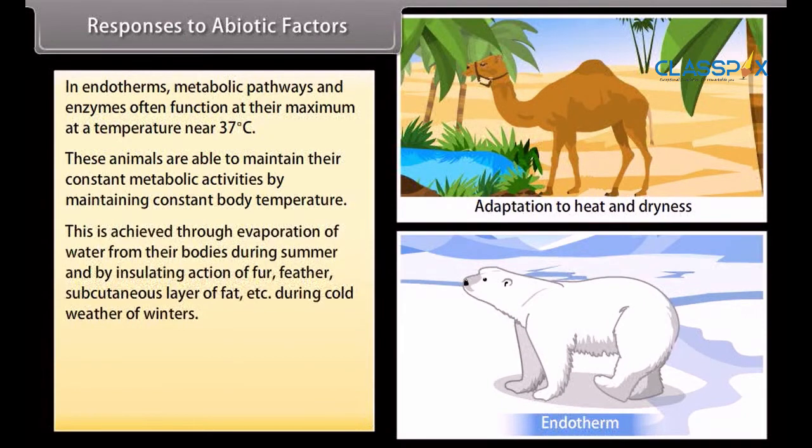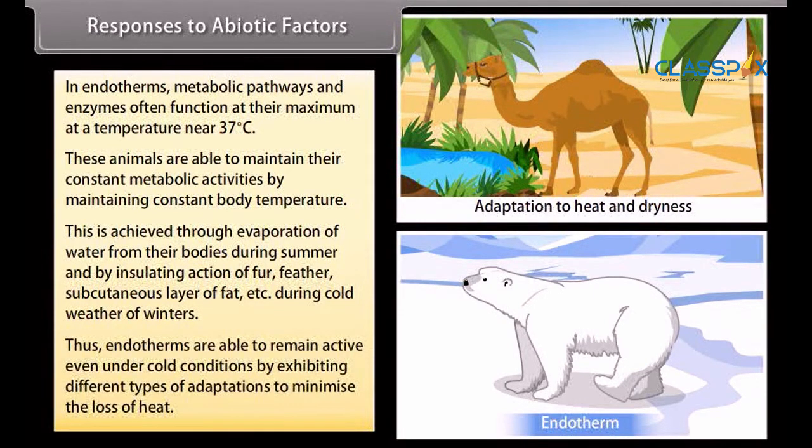This is achieved through evaporation of water from their bodies during summer and by the insulating action of fur, feathers, and subcutaneous layer of fat during the cold weather of winters. Thus, endotherms are able to remain active even under cold conditions by exhibiting different types of adaptations to minimize the loss of heat.